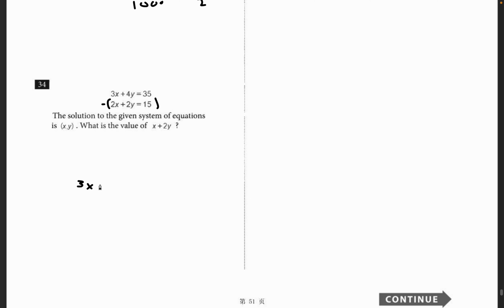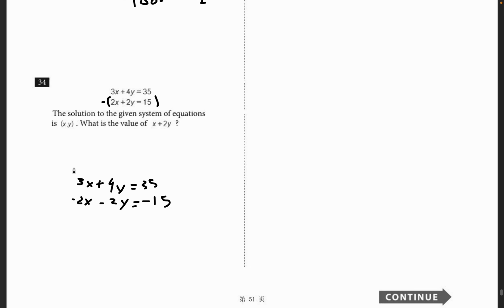We get 3x plus 4y is equal to 35, and negative 2x minus 2y equals negative 15. This one you get x plus 2y, right, what we want, equals 35 minus 15, 20. So it's 20, because x plus 2y, which we want, is 20. So the answer is 20.